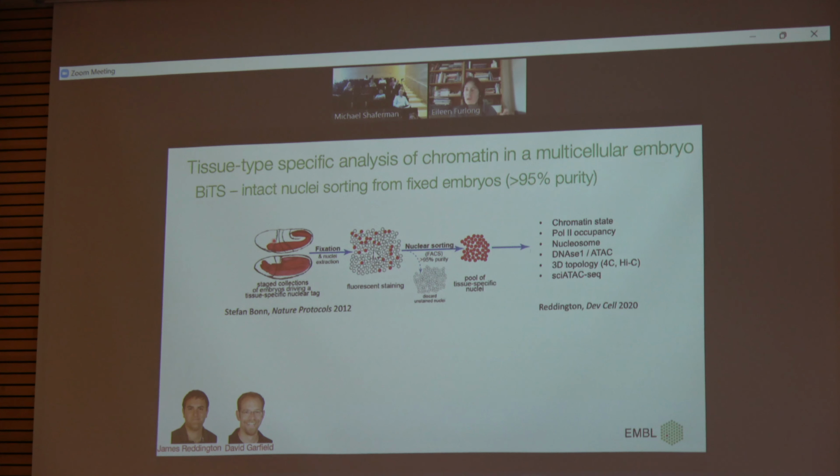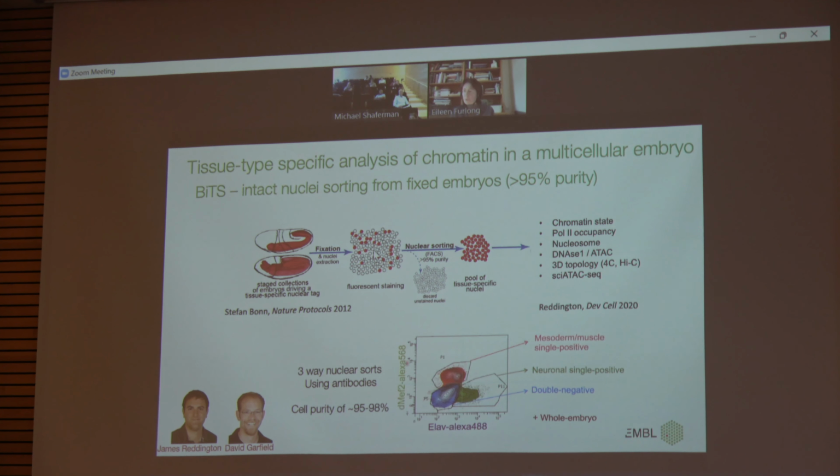But the whole point of the protocol is that you fix your complex tissue sample. Actually, we have colleagues that have used this in zebrafish, also in mouse brain, neuronal tissue. The trick of the whole protocol is that you then pop out intact fixed nuclei. We can then stain these nuclei and then FACS on nuclei, so it's actually FANS really, fluorescence-activated nuclear sorting. And then you can use those nuclei to do a whole host of different genomics experiments in a tissue-specific way. We're now doing 3-way nuclear sorts using antibodies from the same pool of embryos.